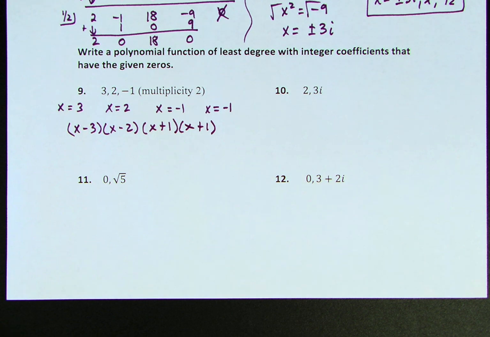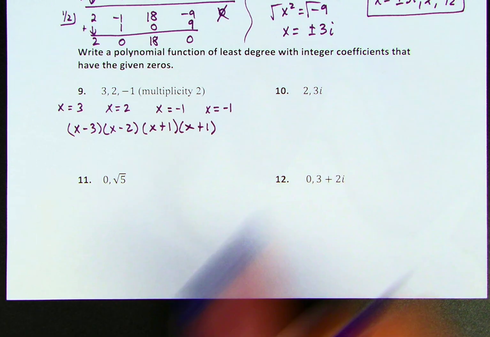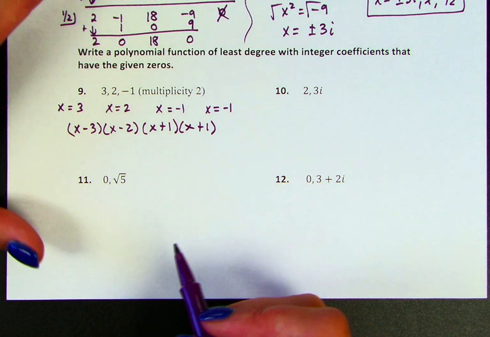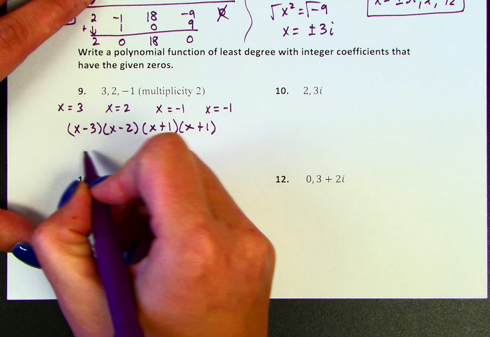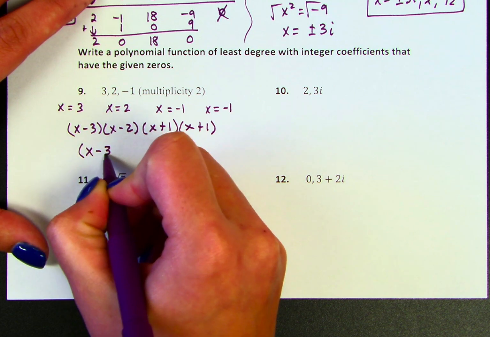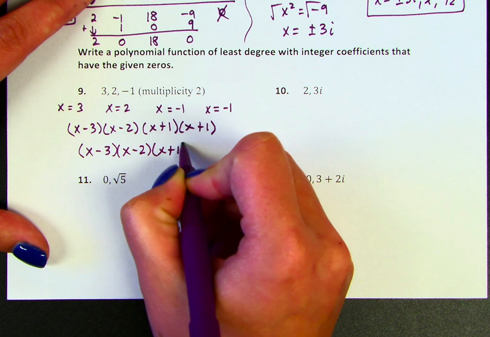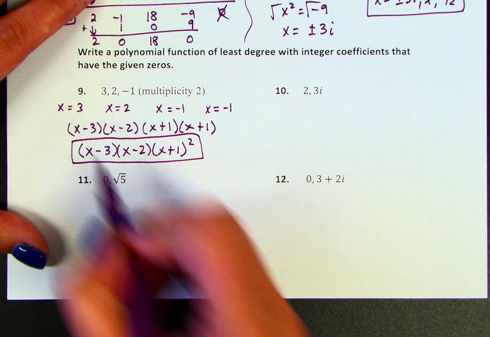Now, in the directions, this is just telling us to write a polynomial function of least degree with integer coefficients that have the given zeros. So because it's not specifically saying standard form, that means that I can leave it in factored form. So I'm just going to simplify this last one. So I will have x minus 3, x minus 2, and then x plus 1 squared. So this will be my final answer.